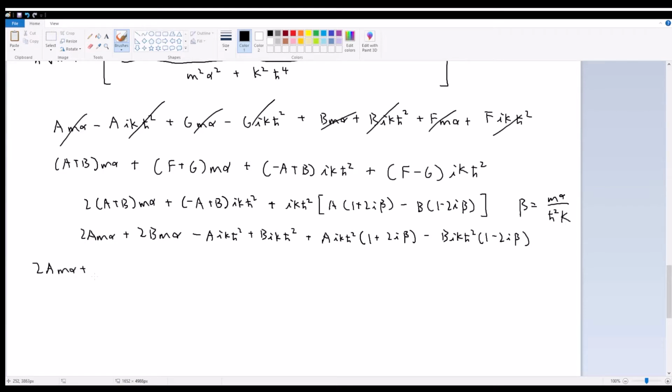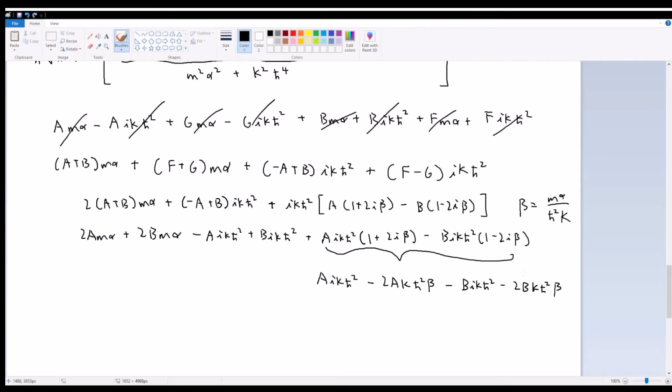So 2a m alpha plus, well, actually, it might save me some effort if I expand this out fully first. So this is going to be a ik h bar squared plus, or not plus because the two i's make a minus. So minus 2a k h bar squared beta, no more i's. Minus b ik h bar squared plus, or two i's make a negative again, so it's minus again, 2b k h bar squared beta.